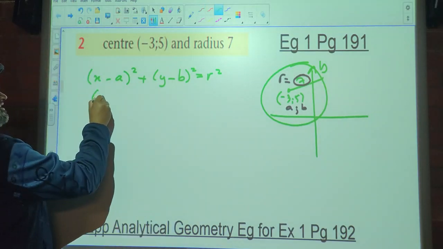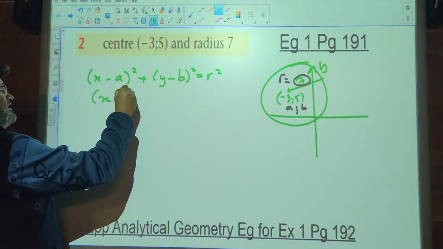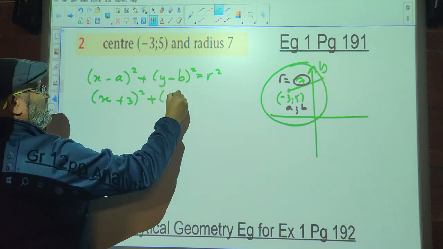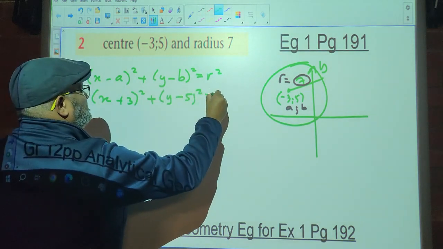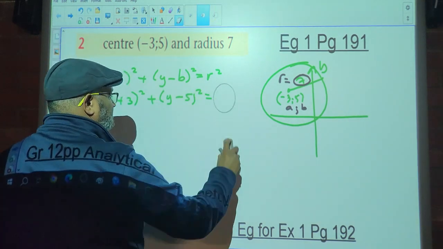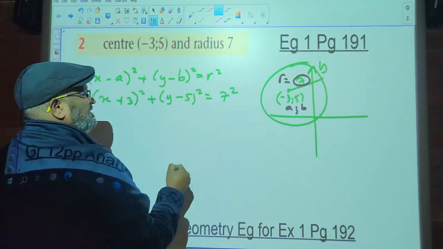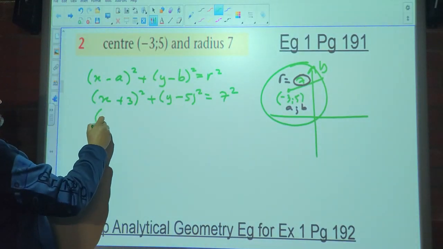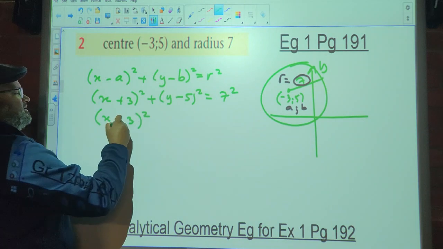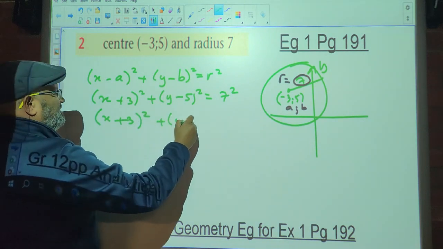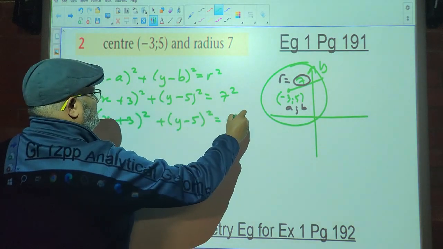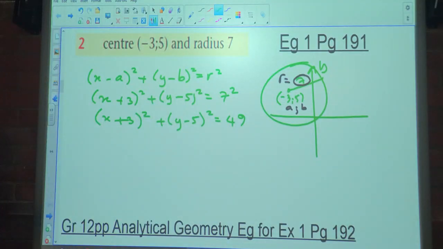What's my formula? x minus negative 3, which gives you x plus 3, squared, plus (y minus 5) squared is equal to 7 squared. You all agree with that? So that's going to simply give me (x plus 3) squared plus (y minus 5) squared is equal to 49. Is there any confusion there? Alright.